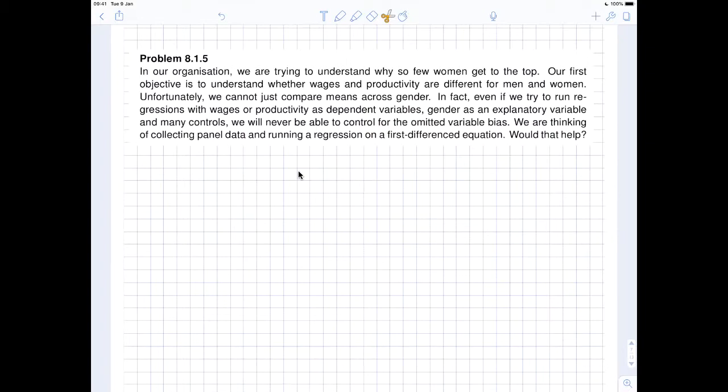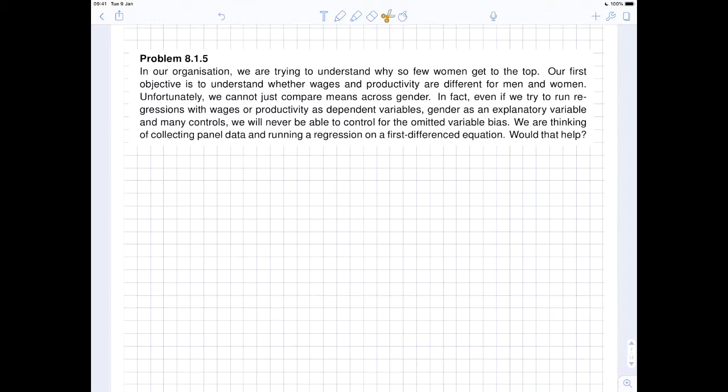But one important requirement is that you need to have variation in the x variable that you're trying to explain for that same individual. You need to have that same individual having a particular level of education, and that same talented individual getting more education and looking at the difference in the wages.